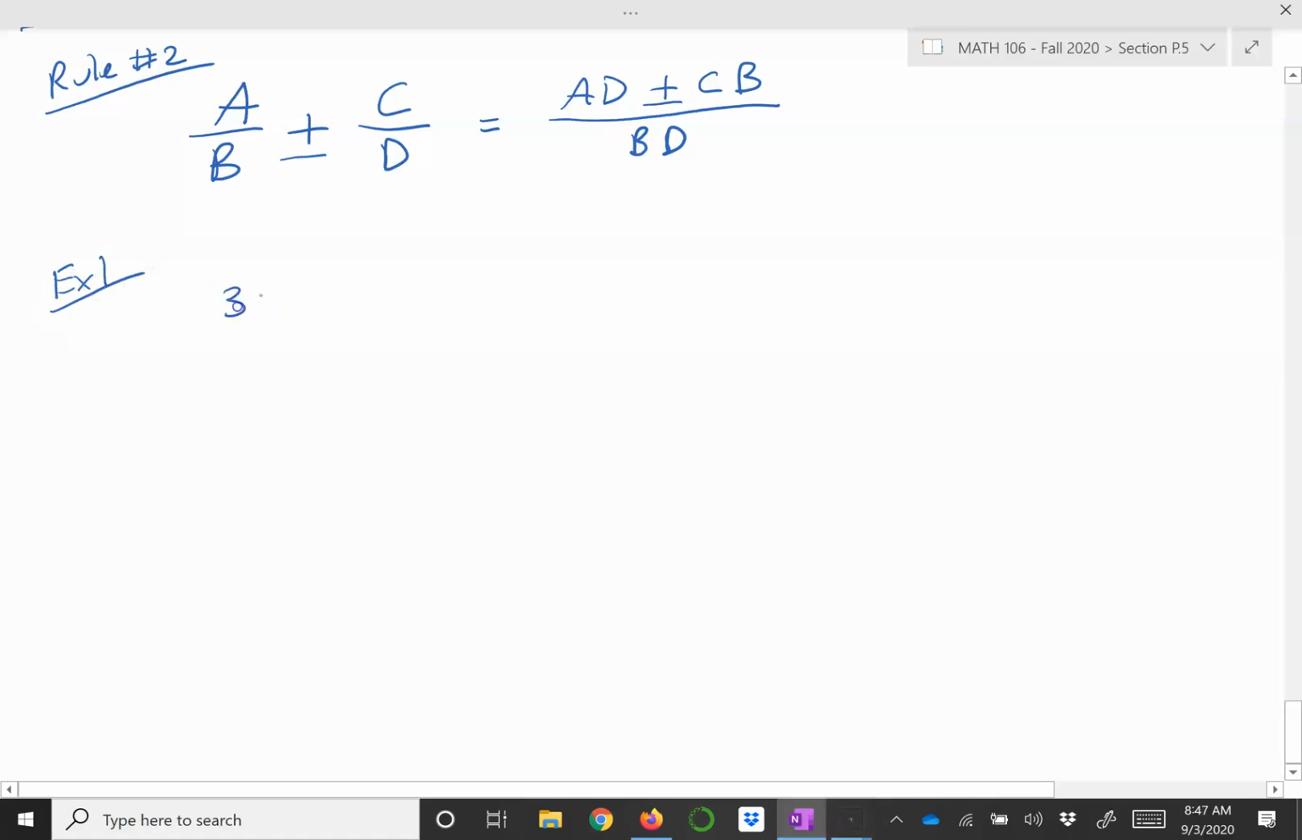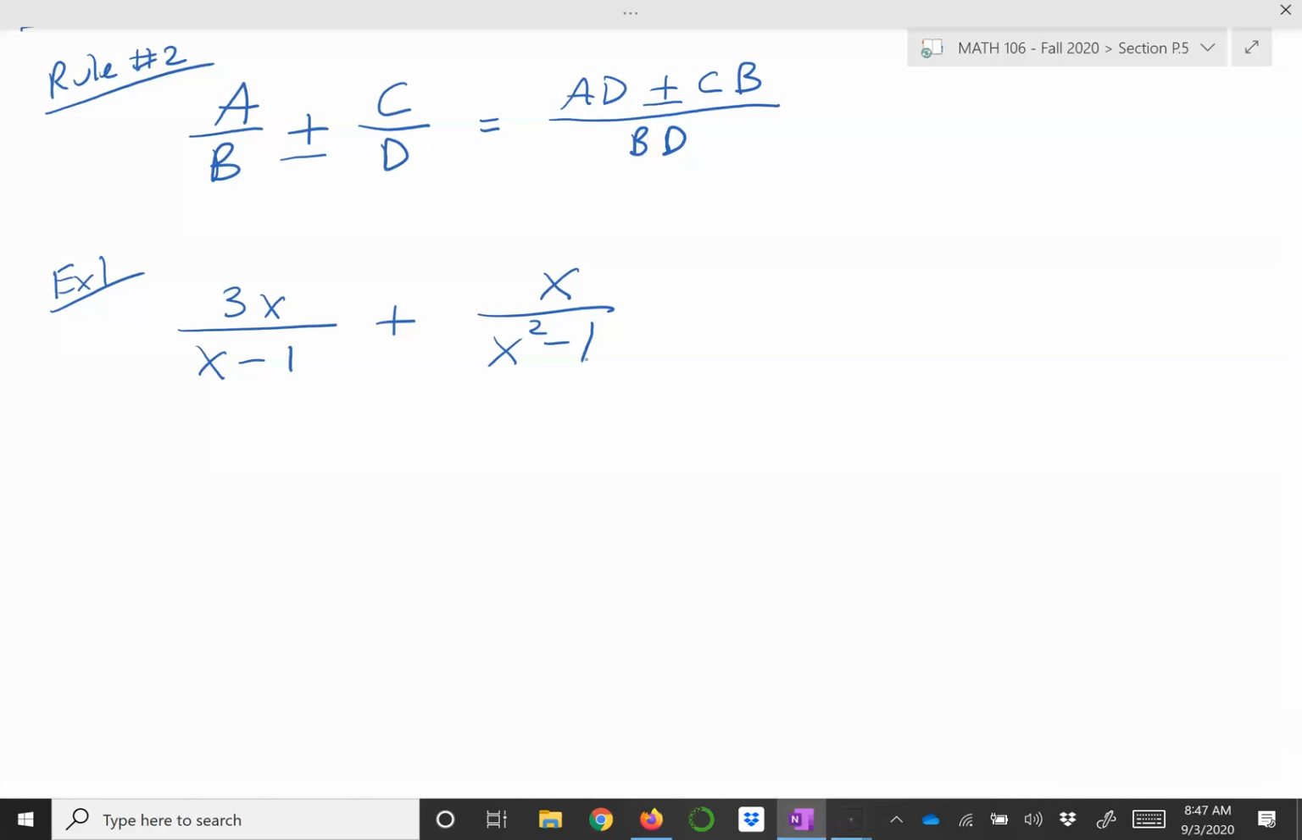We have 3x over x minus 1 plus x over x squared minus 1. Okay. So here we go. Let's do the general rule, and then I'm going to show you another way, only because if you notice it, it could be quicker on a quiz or exam. So let's try our rule.